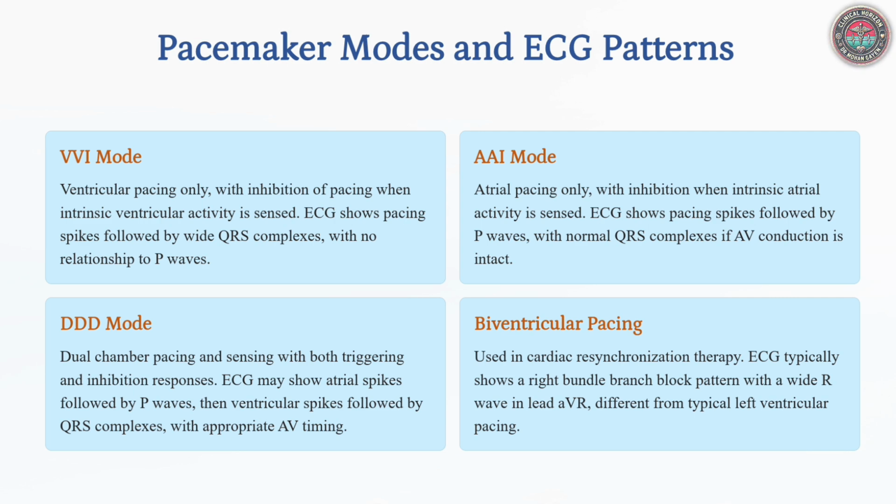The ECG may show atrial spikes preceding P waves, and ventricular spikes preceding QRS complexes, mimicking physiological conduction. Correct interpretation of pacemaker function is essential to distinguish normal device operation from malfunction or pacemaker-mediated arrhythmias.